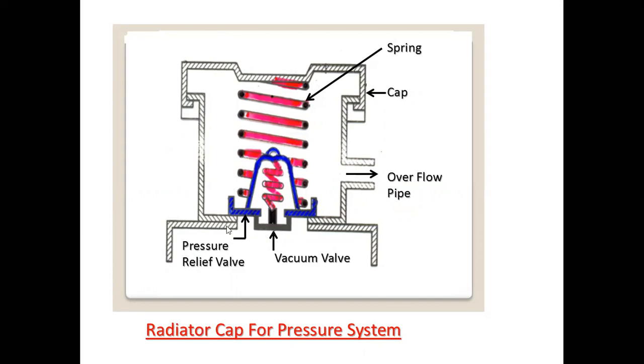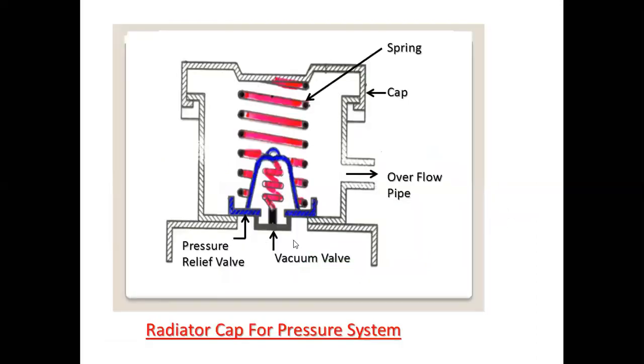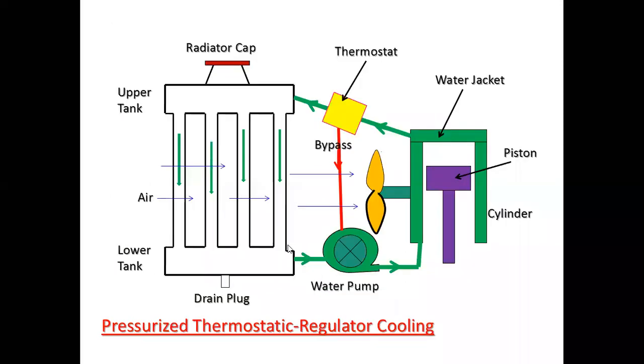So in order to maintain the pressure inside the radiator cap or the upper tank of the radiator, we also provide a vacuum valve to prevent damage to the radiator. In case of winter, we need to carry out this precaution. This is the working of a pressurized system. Basically, it provides us a smaller radiator size for the same capacity of heat transfer.